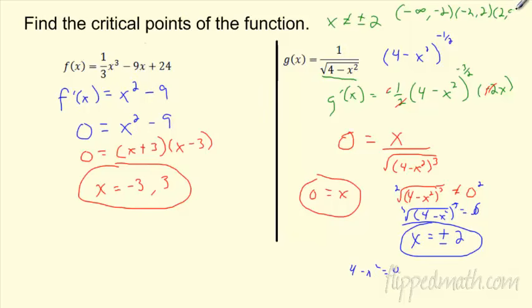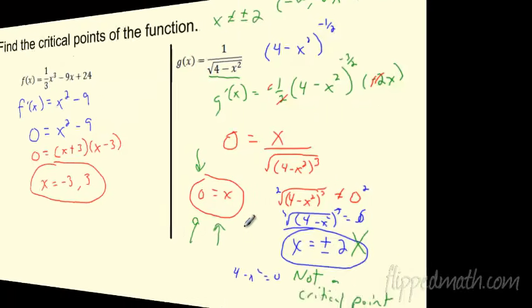So if it's not in the domain, then what are we going to do here? It can't be a critical point because there's no point there. So this is actually a special case where it's not a critical point because it's not in the domain of the original function. So tricky. So our only critical point in this case would actually be x equals 0. Awesome.